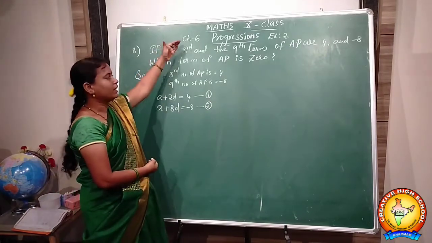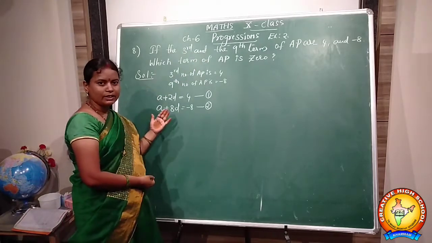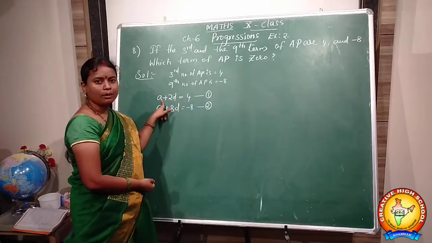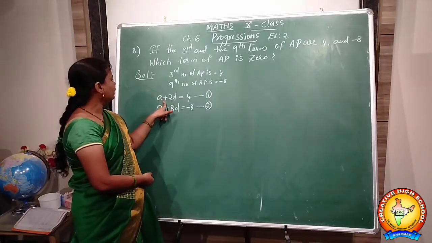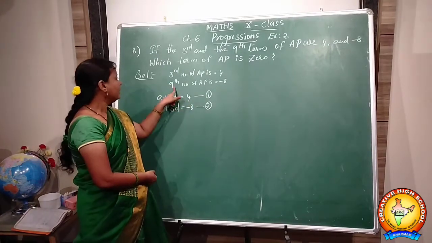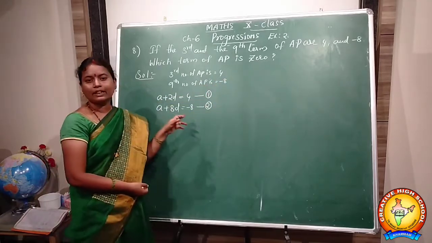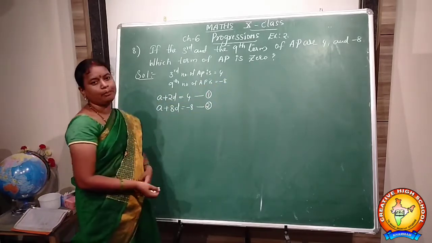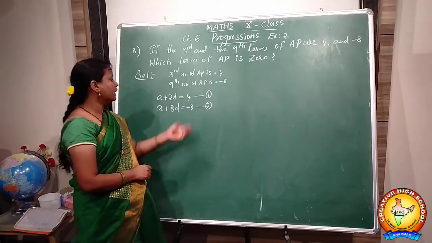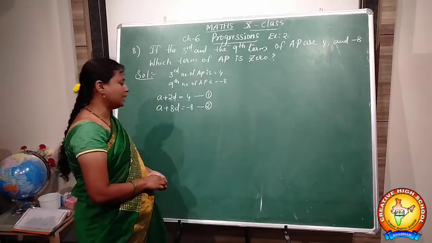See here, from the information given in the question, we wrote two equations. The third term of AP is 4, and the third term formula is A plus 2D, so A plus 2D is equal to 4, equation number 1. The ninth term of the AP series is minus 8, and the formula is A plus 8D, so A plus 8D is equal to minus 8. So here we got two equations. These two are linear equations with two variables.